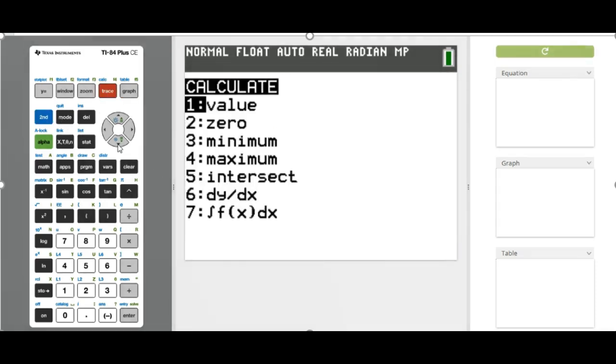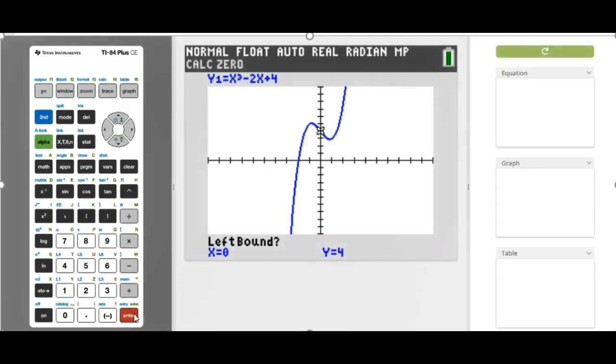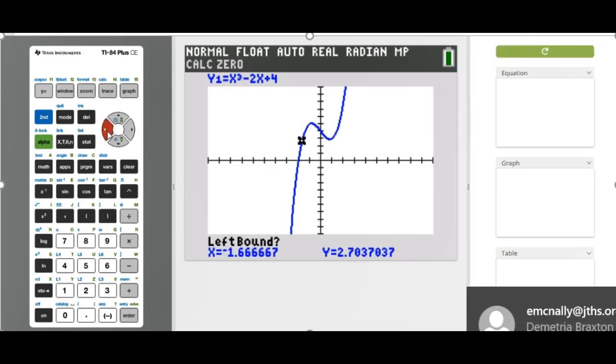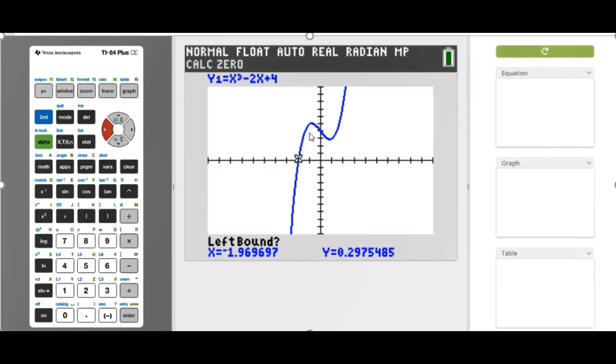I want to choose option 2, which says zero. It's going to ask us for a left bound and a right bound. So I'm looking for where this graph crosses through the x-axis. If I move my cursor so that it's almost exactly where I think it crosses, I need to choose one point to the left of this and one point to the right. So here I am on the x-axis. If I move my cursor to the left, you see it goes underneath the x-axis. So that's my left bound.